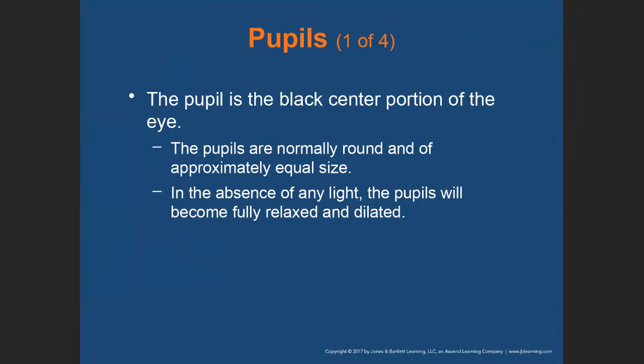For the pupils, the pupil is the black center portion of the eye. The pupils are normally round and of approximately equal size. In the absence of light, the pupils will become fully relaxed and dilated. So once light shines in the pupils, they constrict. When you move away the light, the pupils relax and dilate.